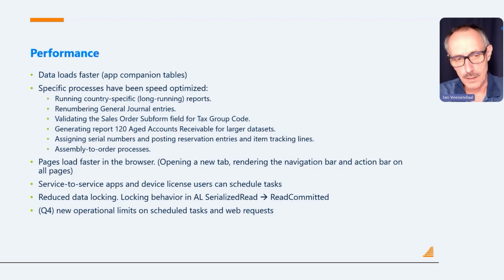Then in the next quarter, the operational limits for web service requests and scheduled tasks for web requests will change. And there will be a lot more service requests at the same time that can be handled. If, for example, it was 5 tasks at the same time per environment, in a lot of cases that will be changed to 5 tasks per user. So, which is a huge difference.